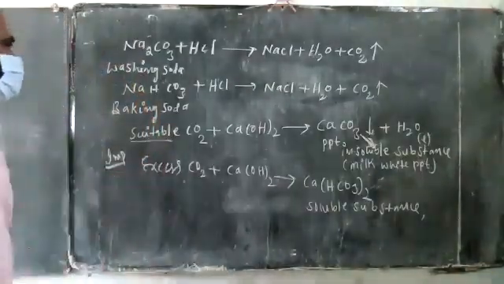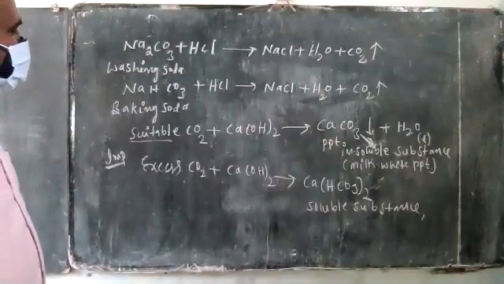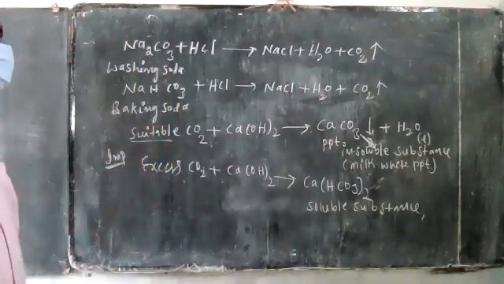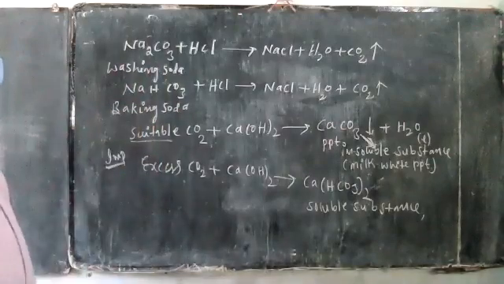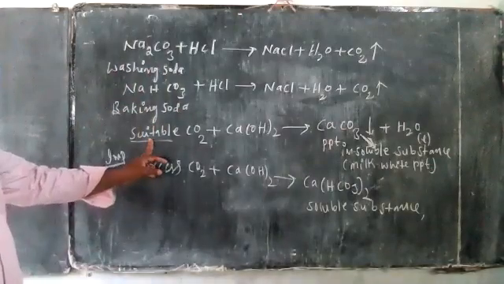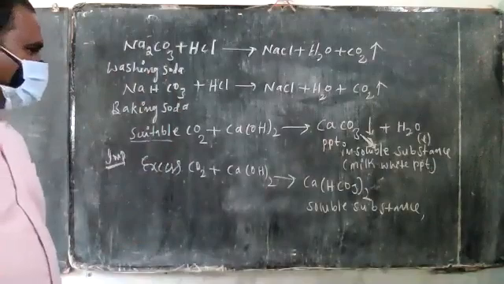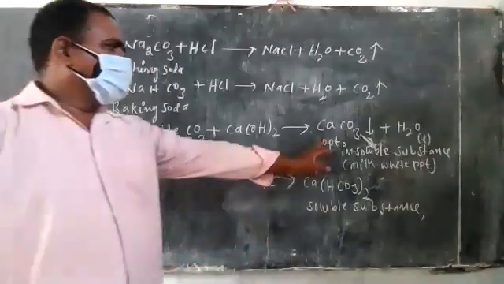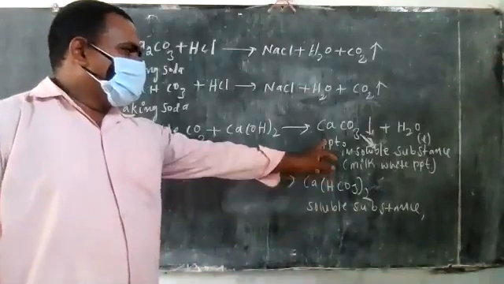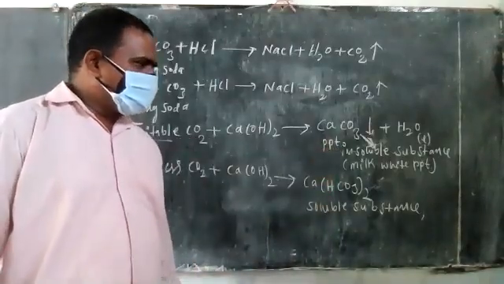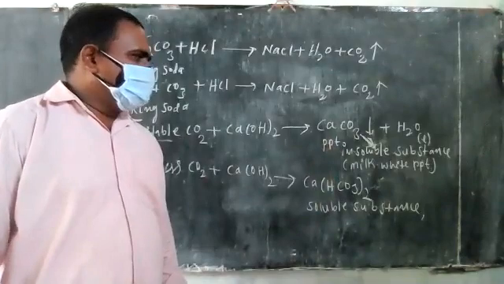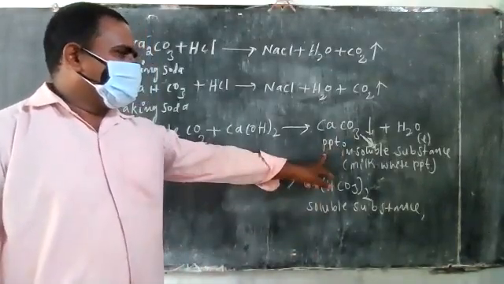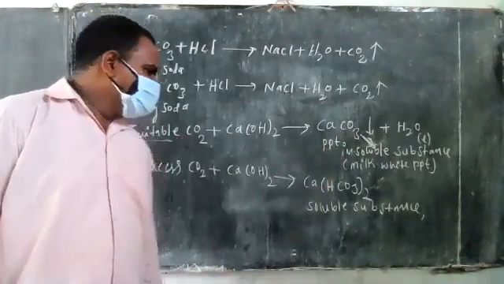Carbonates and any bicarbonates react with acids to give salt, water, and carbon dioxide. When a suitable amount of carbon dioxide is passed into lime water, it forms calcium carbonate, a milky white precipitate, and water is also formed. This is an insoluble substance, so it is called a precipitate.